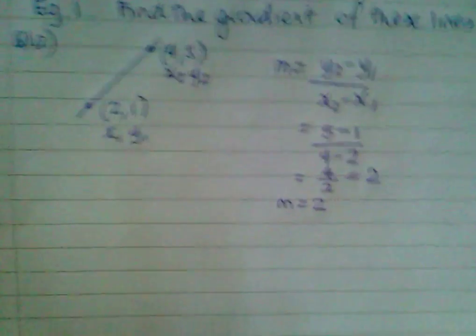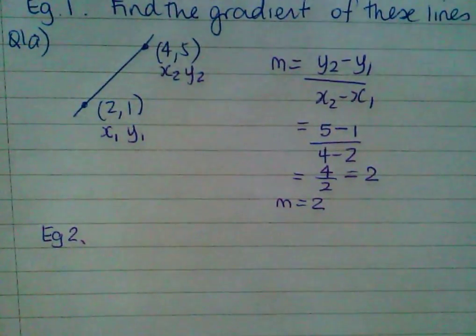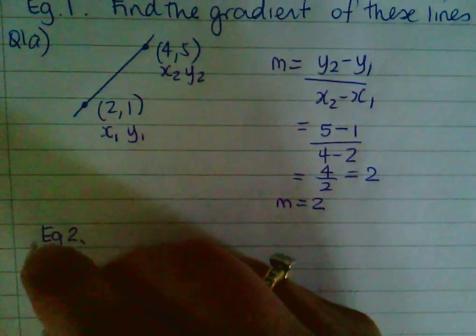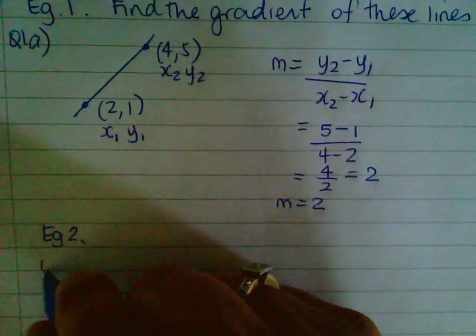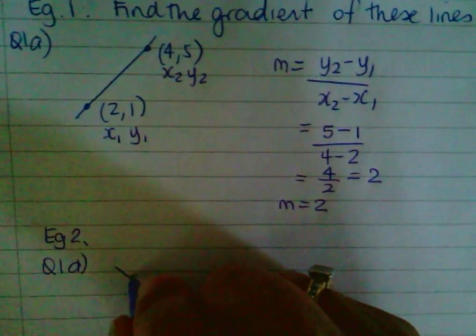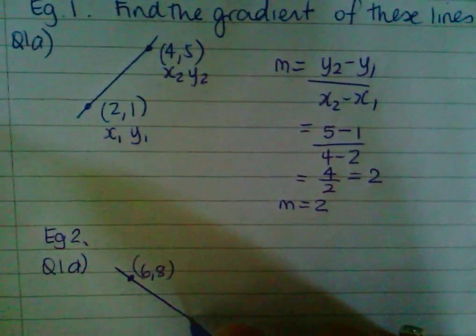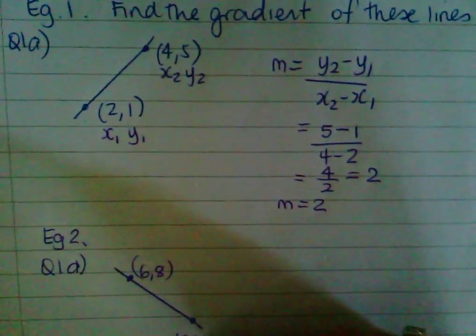I'll do another example with some negatives. I'll do question 1D. Find this gradient. So you've got (0, 68) and (0, 106).